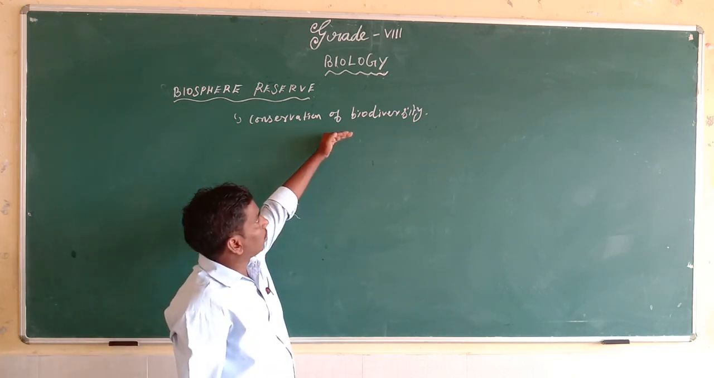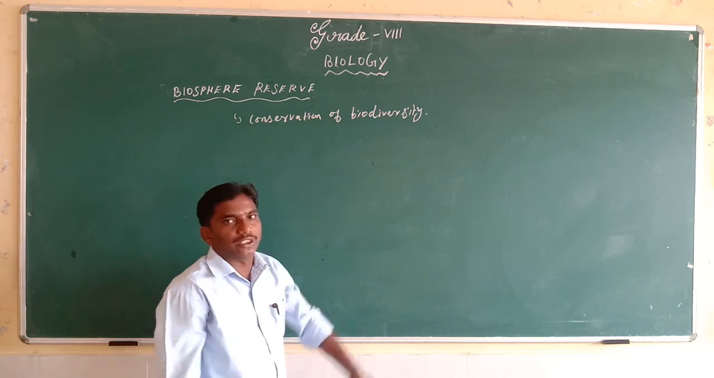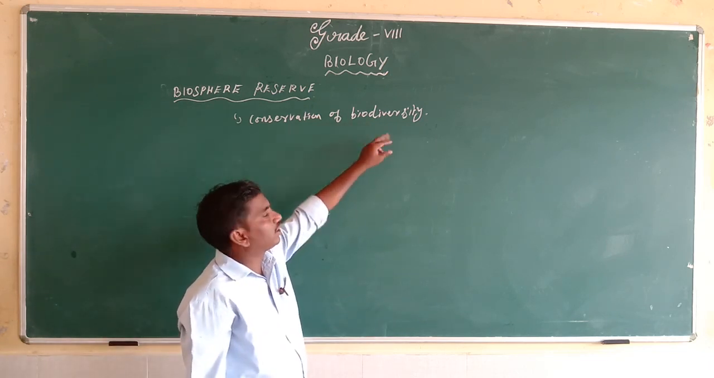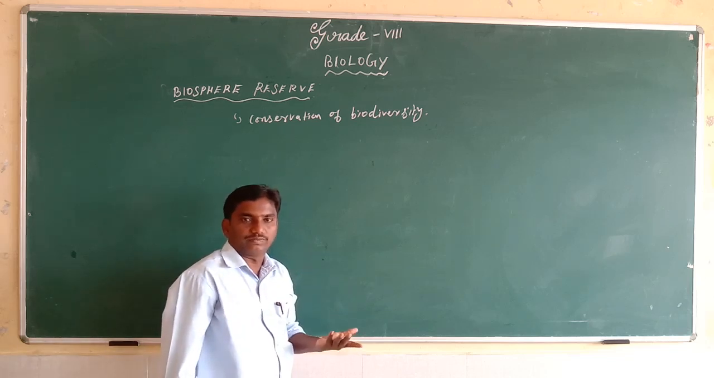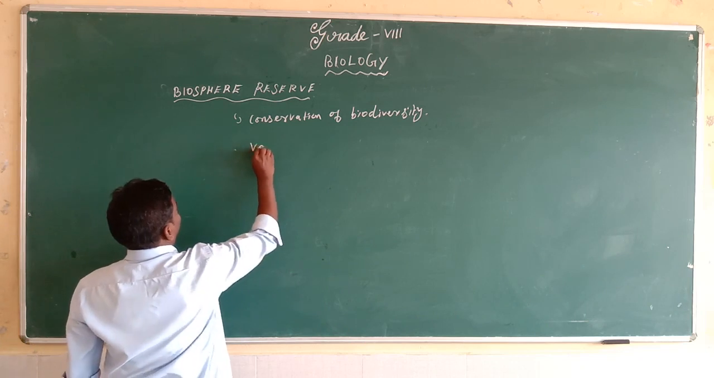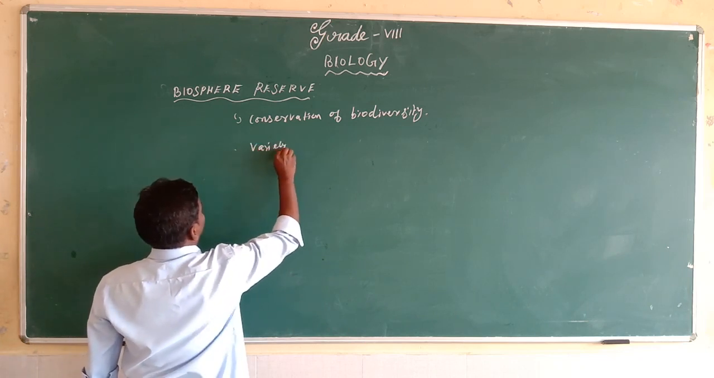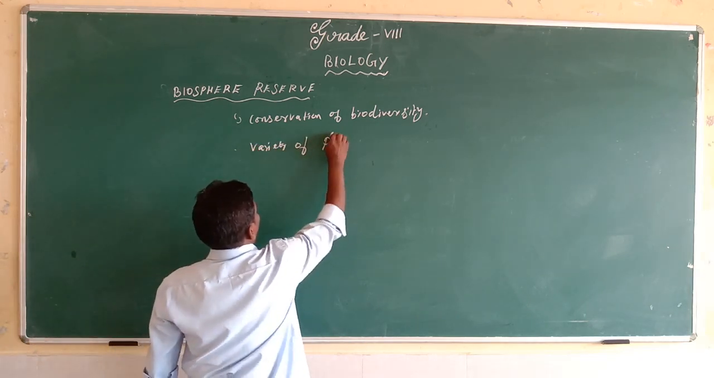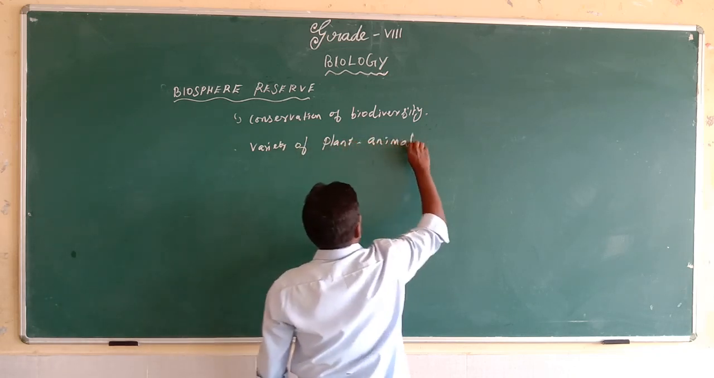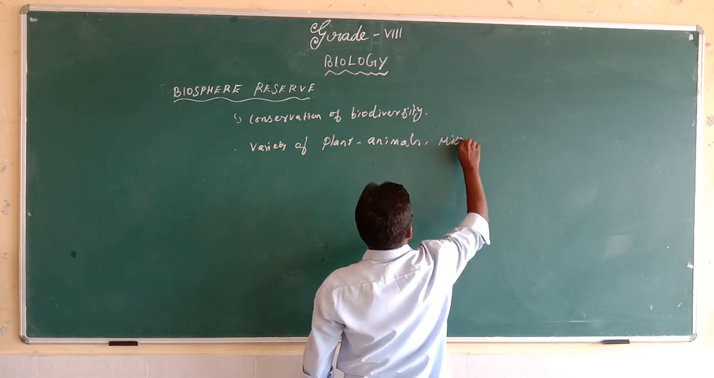What is the meaning of biodiversity? Bio means what? Living. And diversity means what? The variety. So the variety of plants, and animals, and even the microorganisms.